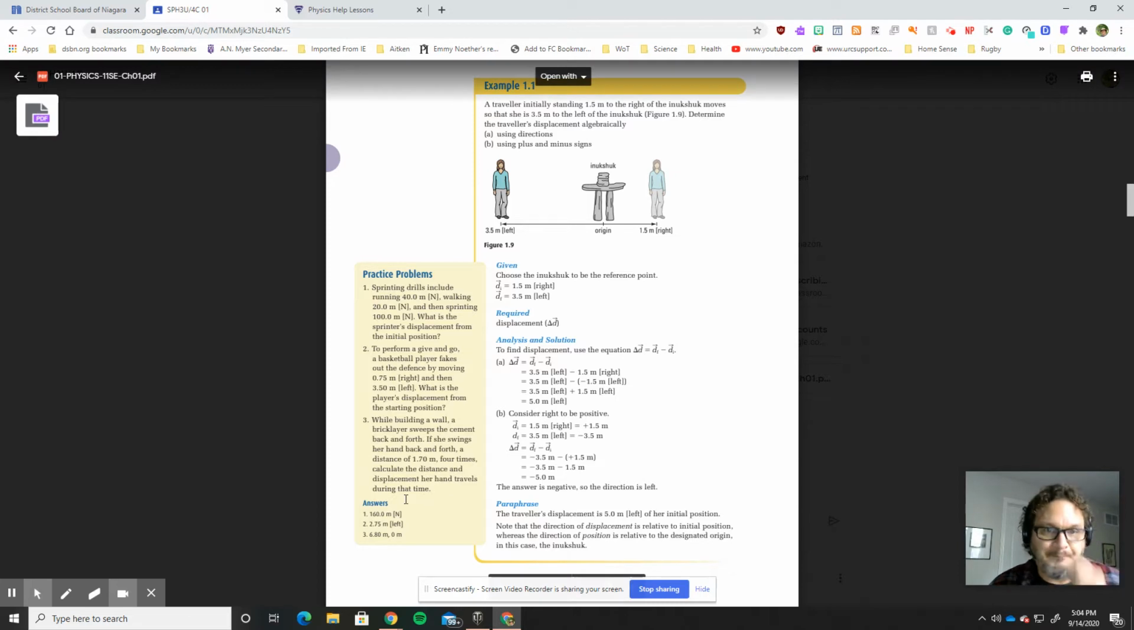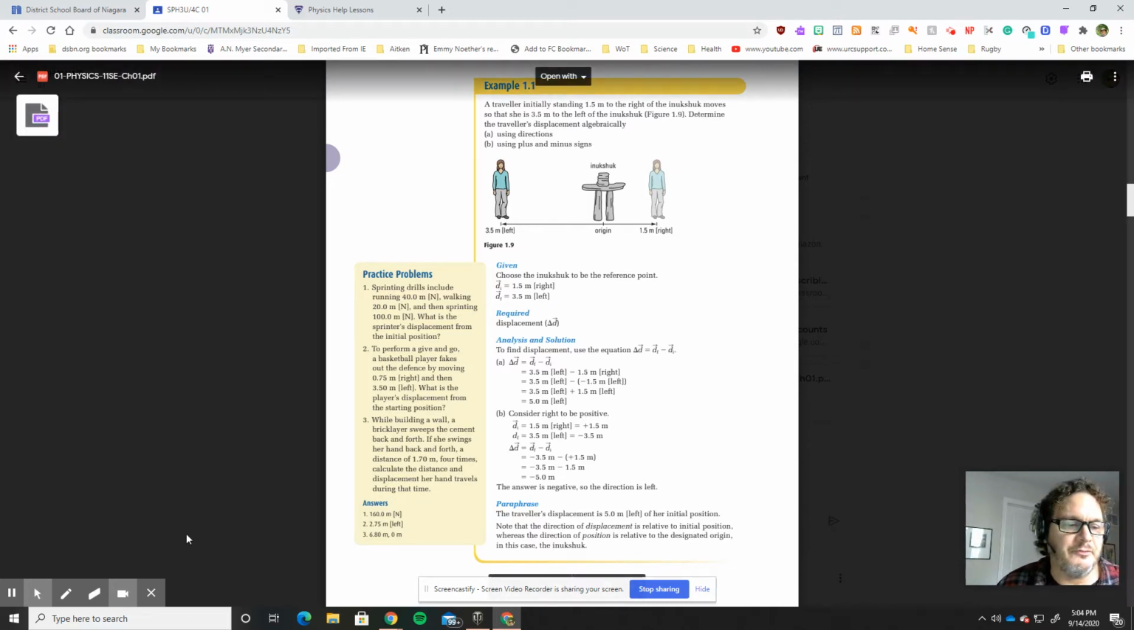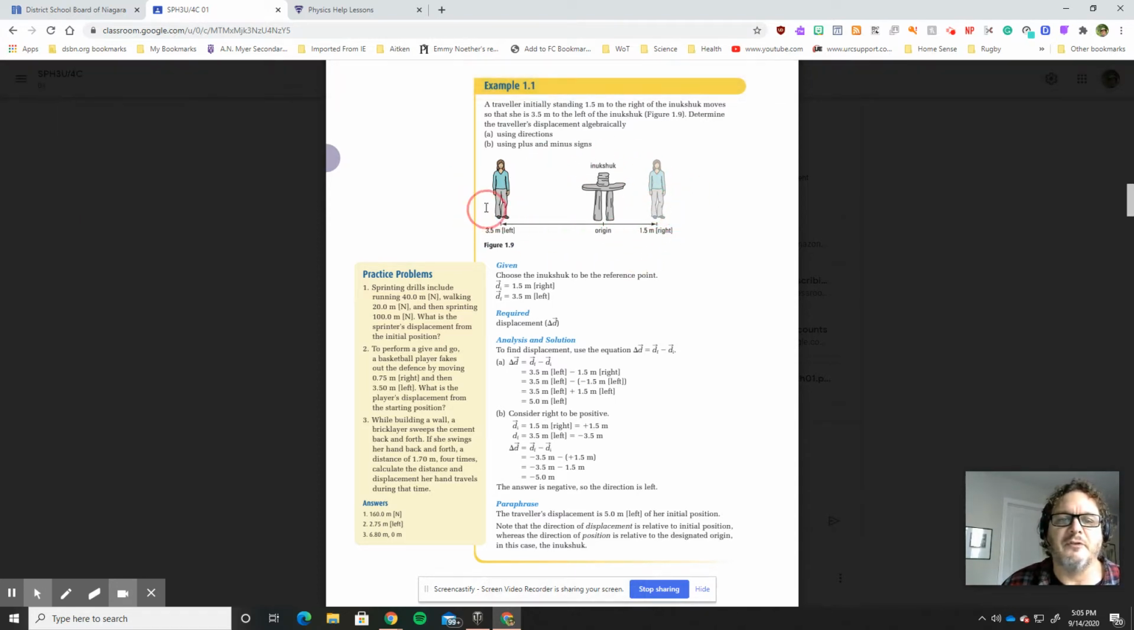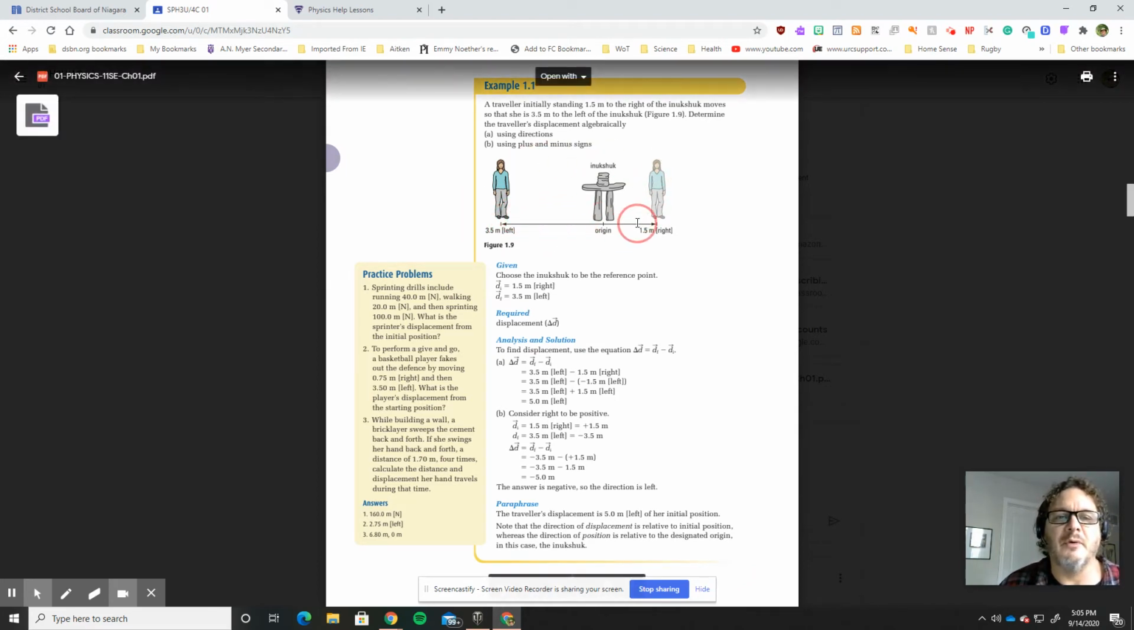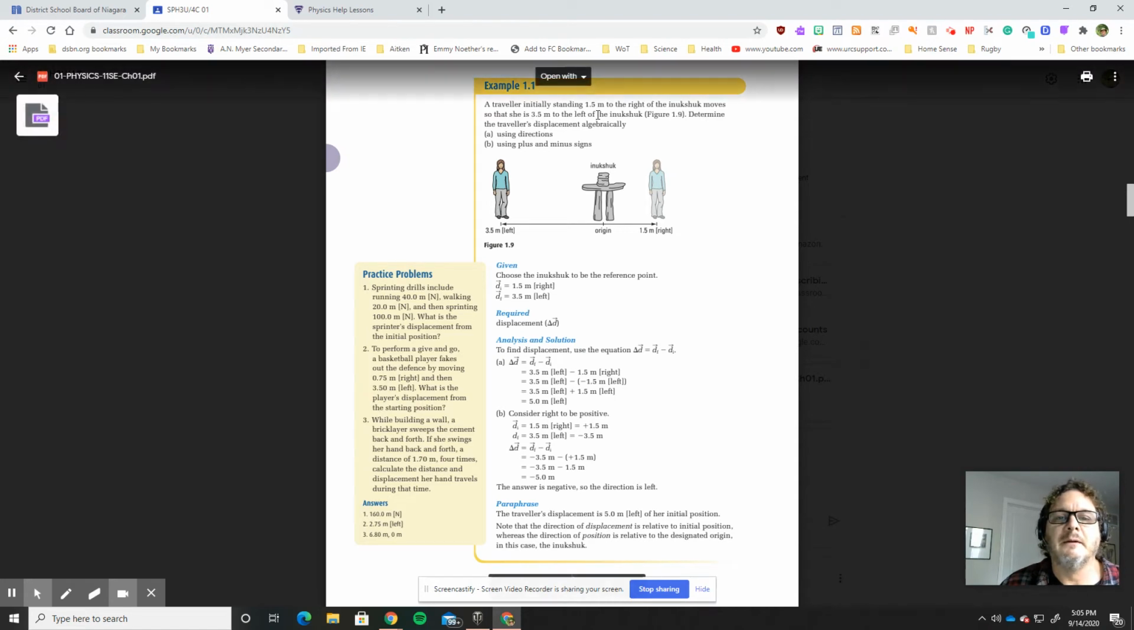So if you take a look at it, the way the example's set up here, generally speaking, we like to start with a diagram. It doesn't have to be pictorial. It can be like stick figures, etc. But it's always a good idea to start with a diagram to kind of visualize what's going on. Okay, and you're doing two things here. Someone starts here and goes there, and then goes back there.